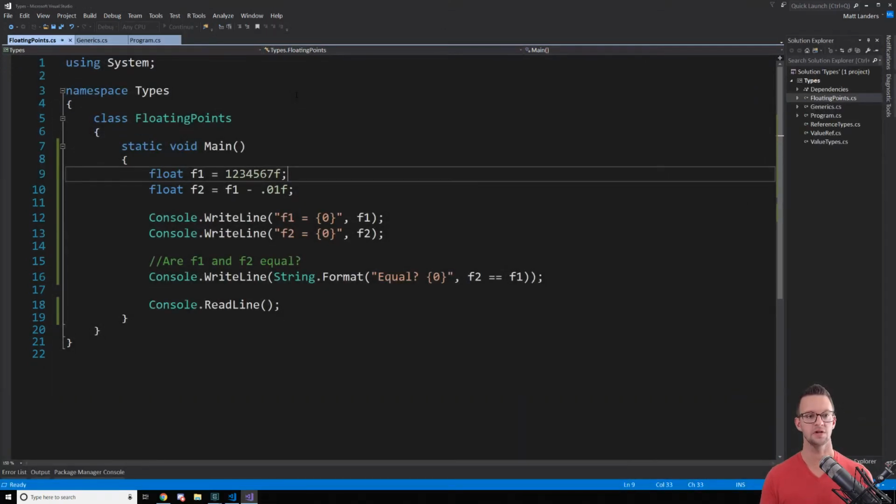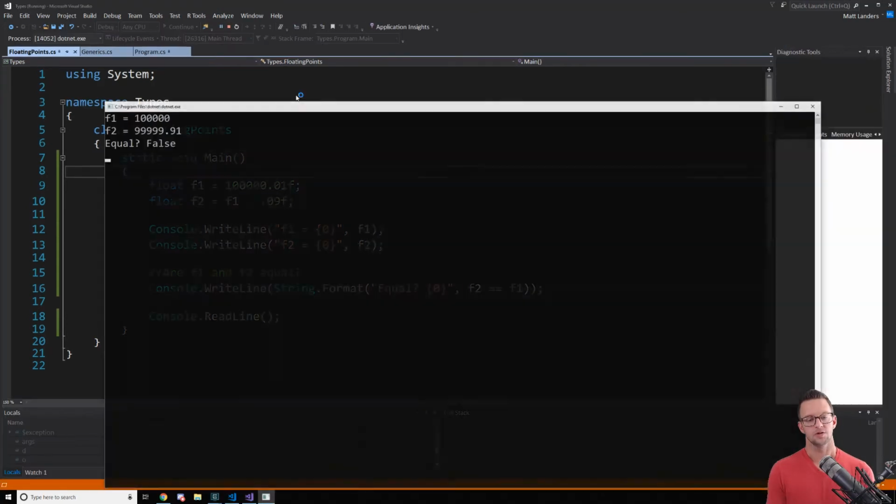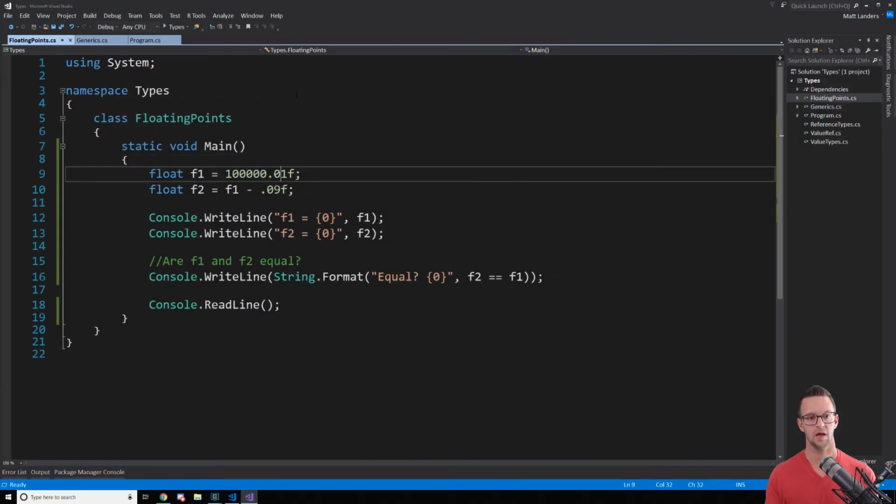Now, let's say that we're dealing with money and we had $100,000, which, if you're dealing with a bank, isn't exactly a huge number, and we want to subtract 9 cents from that. What is going to happen here? So we got that actually worked because the number wasn't big enough.